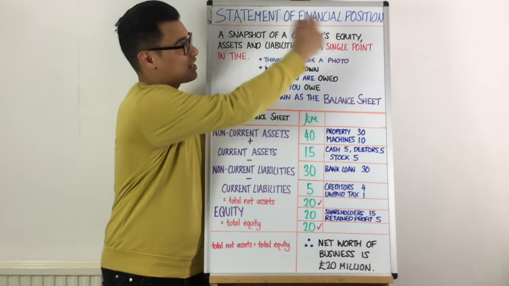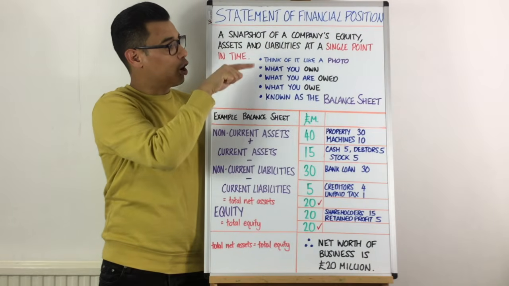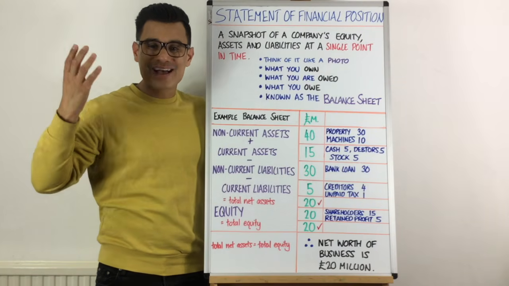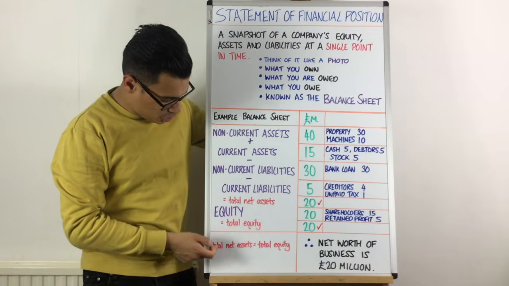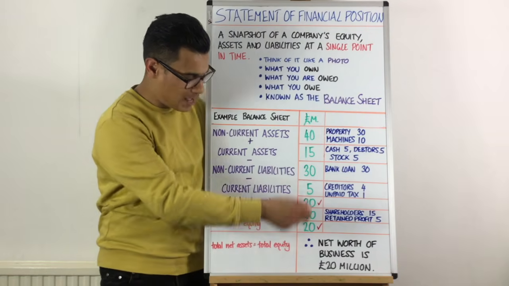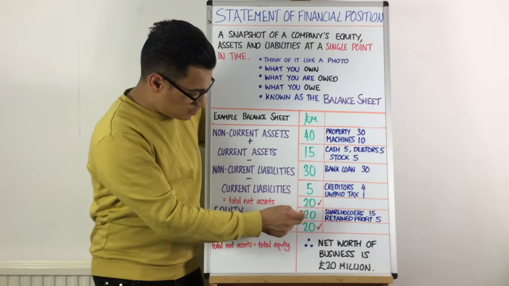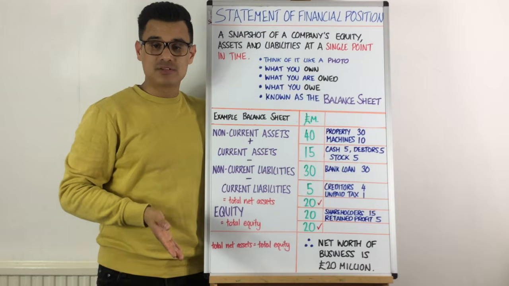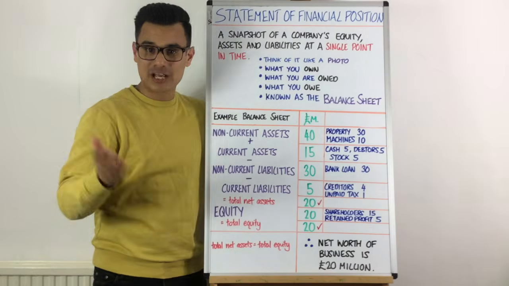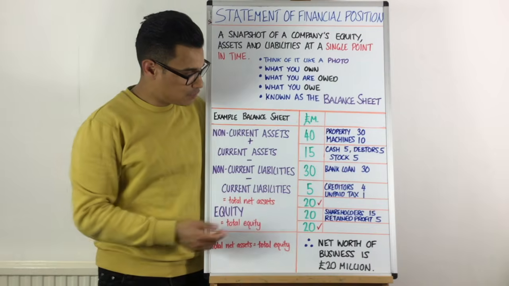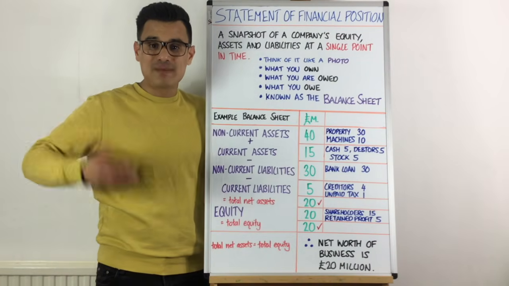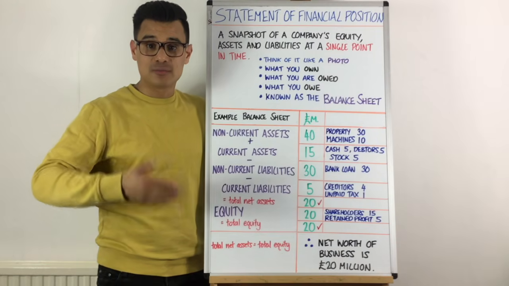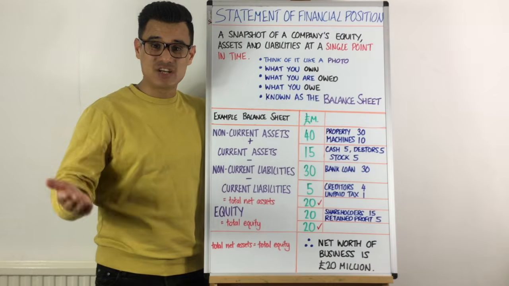And that photo, like the statement of financial position, is looking at what you own, what you are owed, and what you owe. It's sometimes referred to as the balance sheet, because you're trying to balance total net assets with total equity. Total equity is everything you effectively put into the business in terms of shareholders, so that could be share capital if you've issued shares, or retained profits, being your historical profits you have made over the years the business has existed.